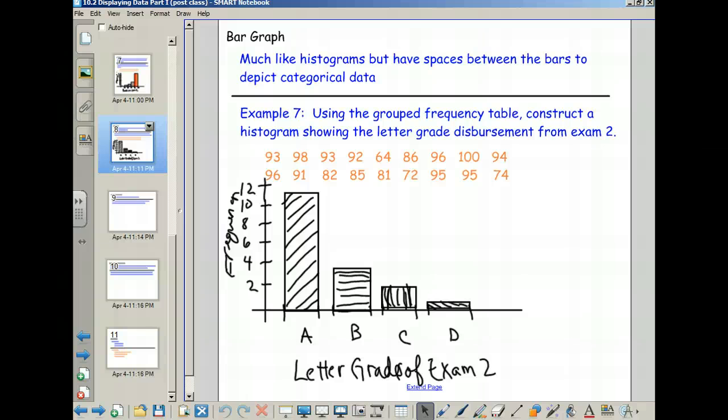We started taking a look at some different visual representations for data, and the one that we ended on was a bar graph. A bar graph we described to be very much like a histogram, which also has bars in it. The difference primarily between a histogram and a bar graph is that a histogram has interval data, and so the bars end up touching each other.